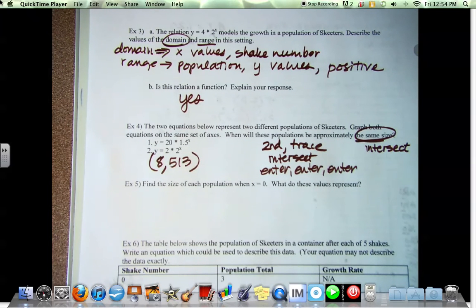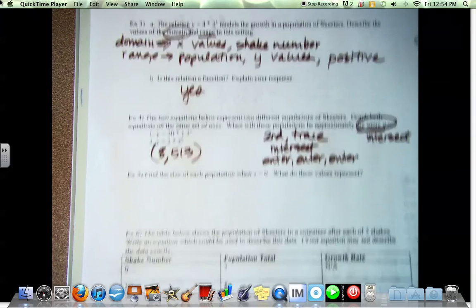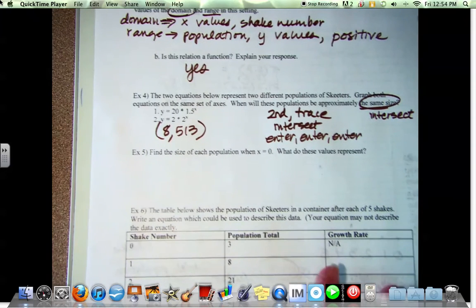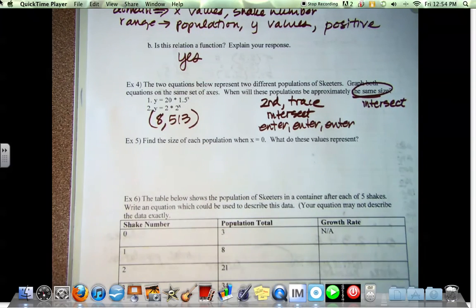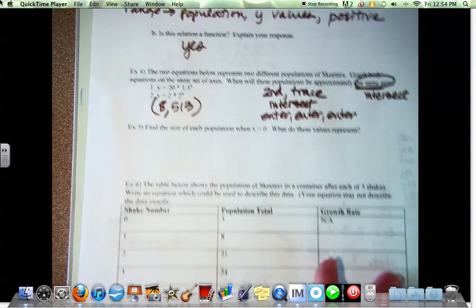So what exactly does that mean? The 8. 8 what? 8 shakes, and the 513 is the population. So that means that after 8 shakes, how many people will they both have? 513. Example 5. Find the size of each population when x equals 0.